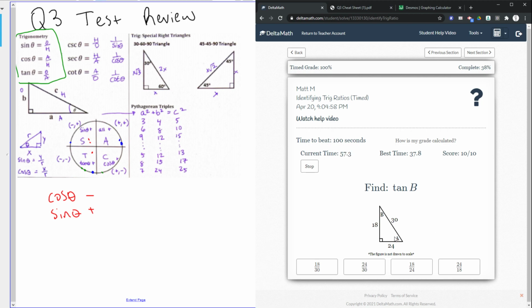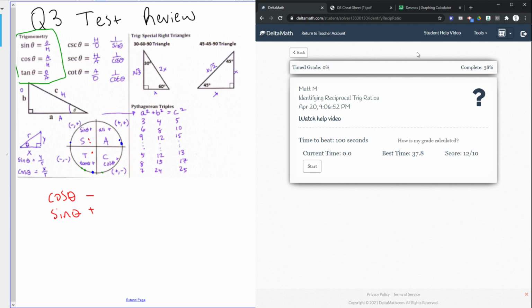Let's do a couple more. Tangent of B, so B is up here. Opposite of B is 24, adjacent B, 18. One more, sine of B, opposite 6, hypotenuse 10. Okay, and that's good enough. Cool. Next section.